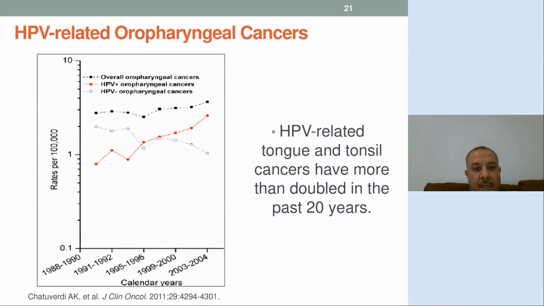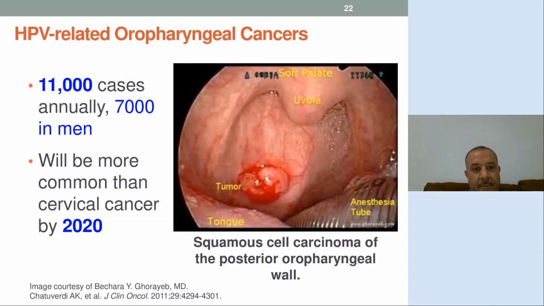It was concluded by 2004. It shows how much increase there is in the oropharyngeal cancers related to the human papillomavirus. You can see the red lines going up; these are the oropharyngeal cancers caused by the human papillomavirus. These statistics are also from America: they have 11,000 cases of oropharyngeal cancers, and 7,000 of them are in males. The projection of the studies is that these oropharyngeal cancers will cause more mortality than cervical cancer by 2020.